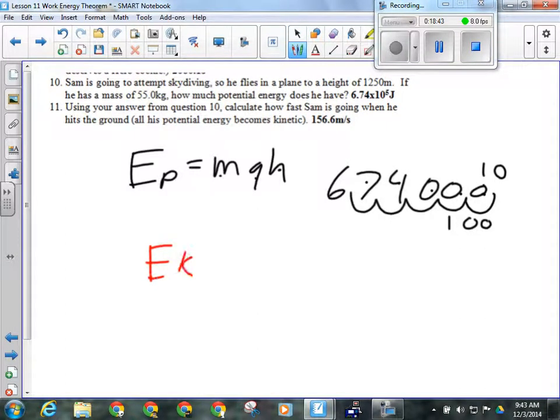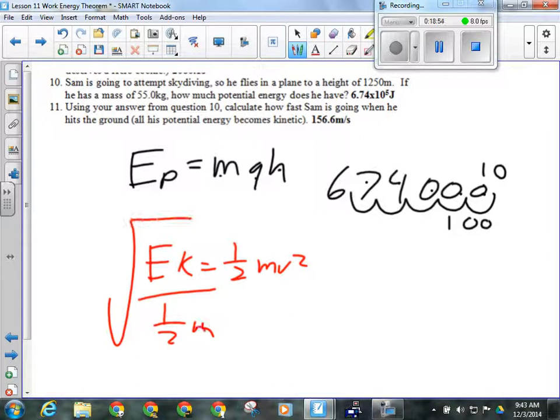All right, so this is my energy when I hit the ground, and it's all kinetic. So EK equals 1/2 mv squared. I know what EK is. Sam's mass hasn't changed. Okay, so I divide by half of m and square root, and I'll have v. Okay, so when I plug in those numbers, that's 674,000 divided by half of 55, square rooted, should give me 156.6 meters per second. Okay. Does that make sense to everybody?